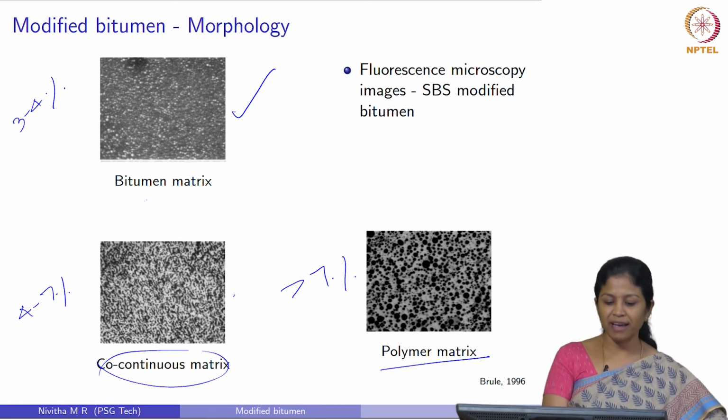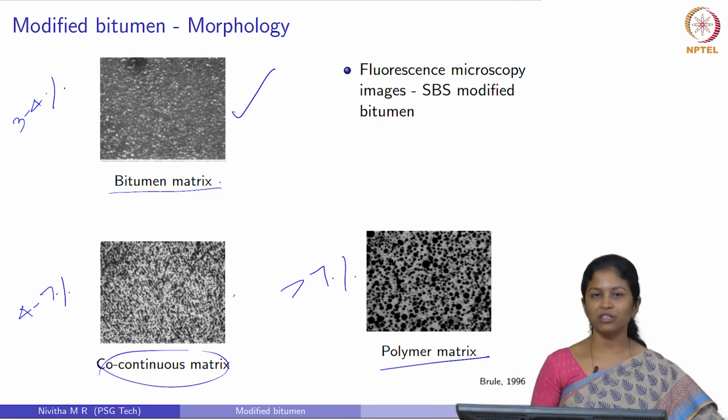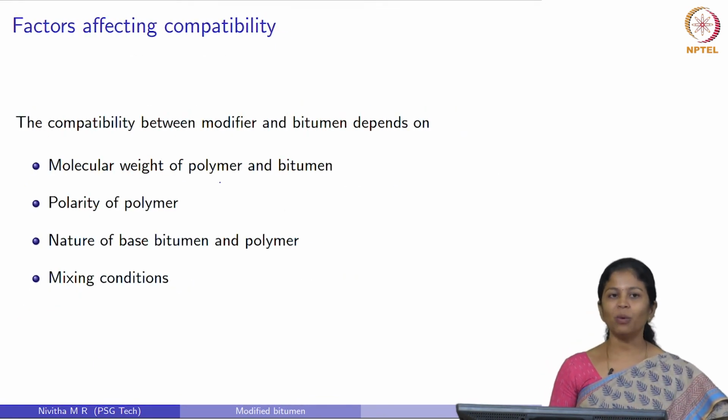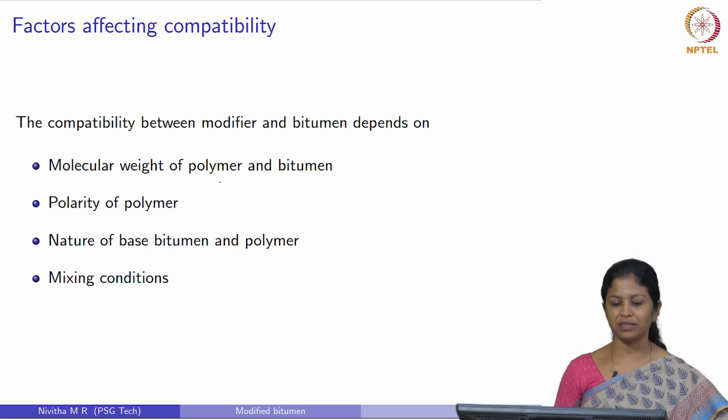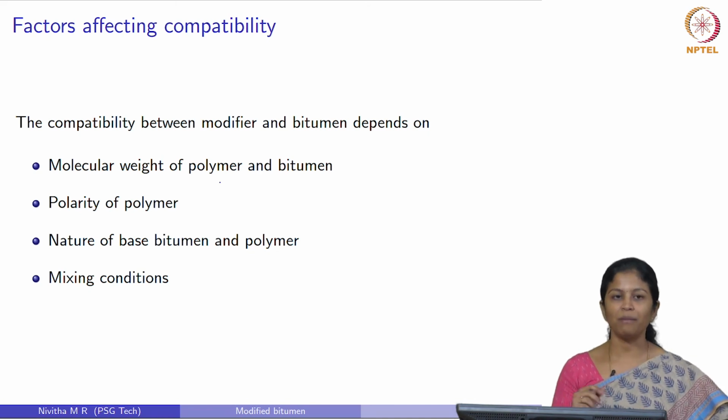So, what we desire here is a modifier distributed in bitumen matrix, and accordingly we have to determine the dosage of modifier. Now, let us look into what are the factors that affect compatibility between modifier and bitumen and lead to each of these phases. There are some 4 important factors. Again, there are many factors, but I have listed only 4 important factors, or 4 factors which are commonly referred.